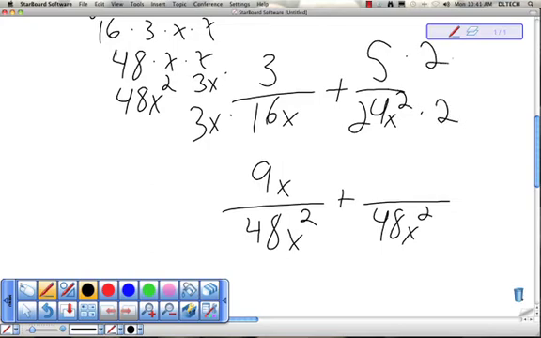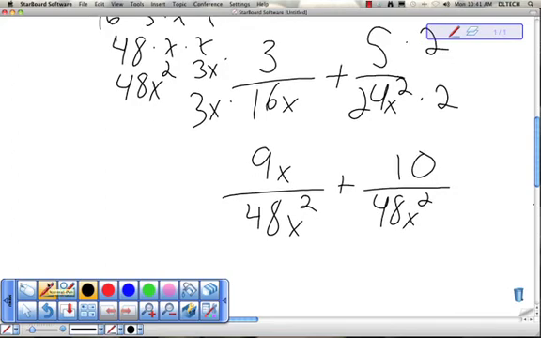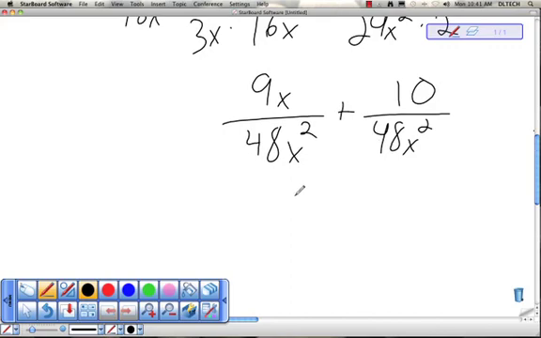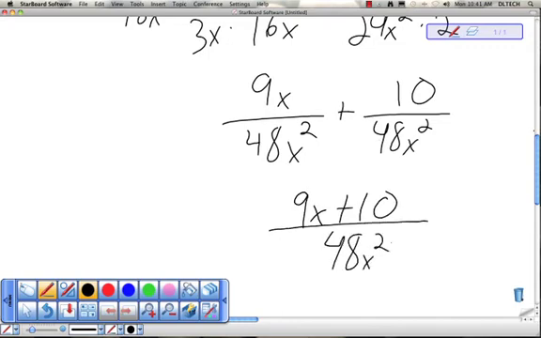So when we do the bottom, we have to do the top. So 5 times 2 is 10. Now that the denominators are the same, we can add the numerators. So now we have 9x plus 10, all over the same denominator, which is 48x squared. Now we can't add the 9 and the 10 because one has an x to it and the other one is just a number. So this would be our answer.